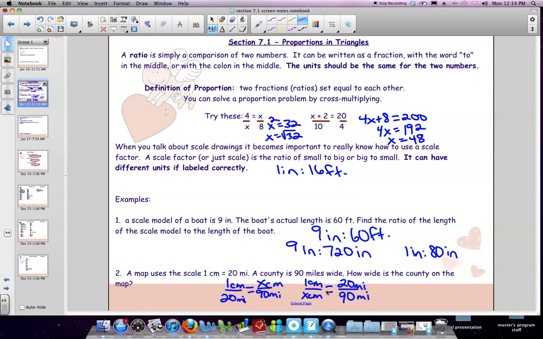Notice that when I cross multiply using either setup, I'm going to cross multiply the x and the 20 on one side and the 1 and the 90 on the other. X and 20 on one side, 1 and 90 on the other. It doesn't matter which way you set it up, you will get the same answer. So either way, we're going to get 20x equals 90. So I divide by 20, and I get 4.5. So this county would be 4.5 centimeters on my map.